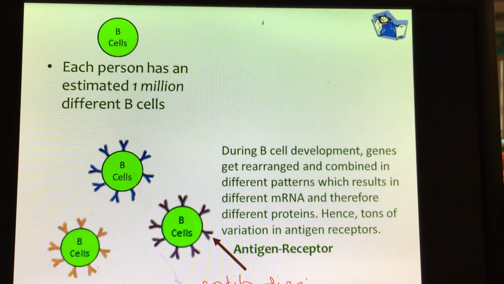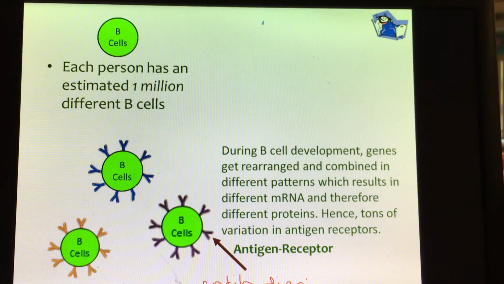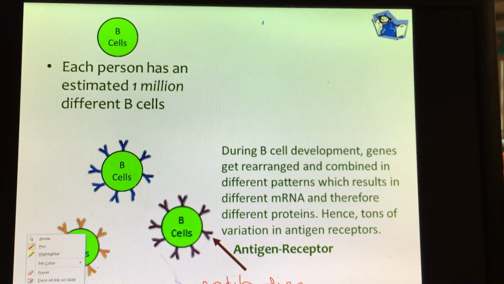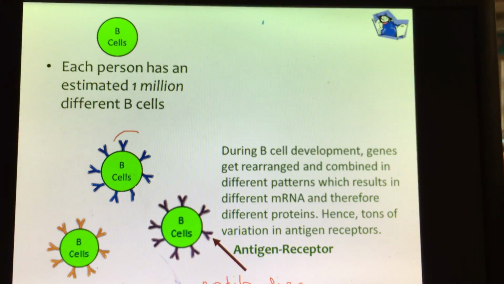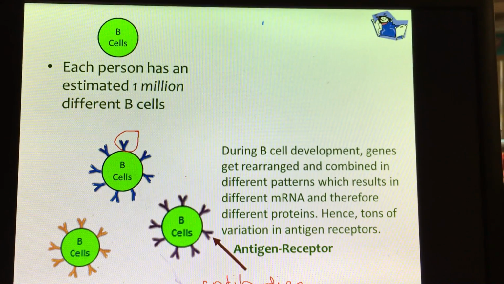So during B cell development, to make 1 million different kinds of B cells, you would take the genes that code for these antibodies, because these antibodies here are really just proteins. So this is made of amino acids, it's proteins, which would then be coded for by your DNA, then makes mRNA, then makes a protein.